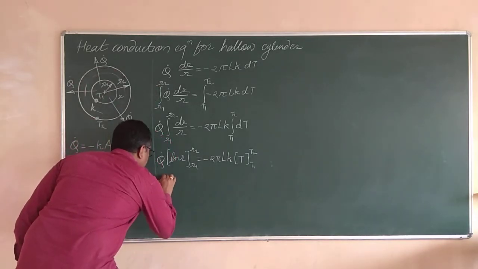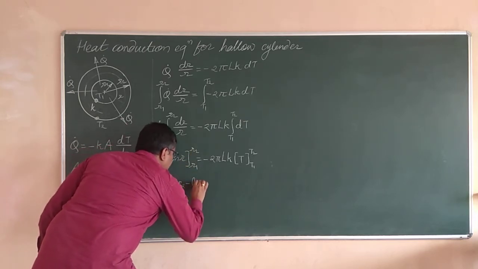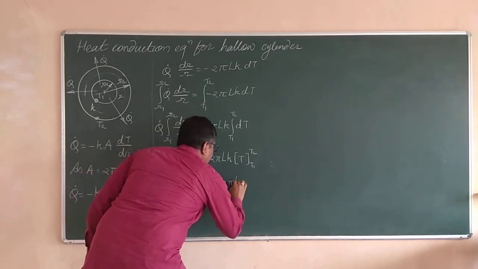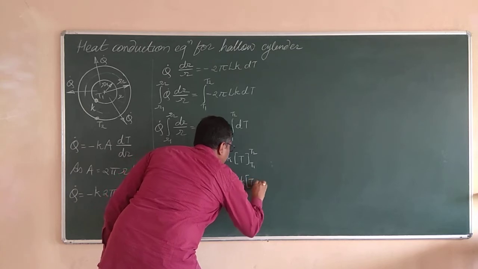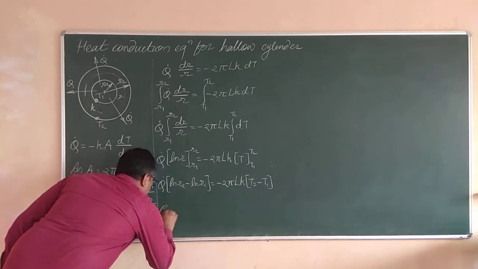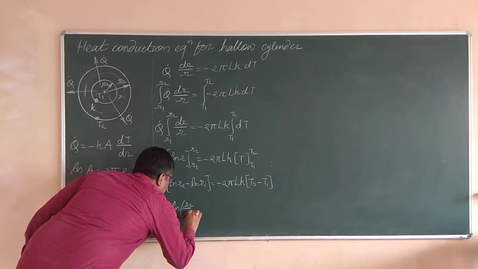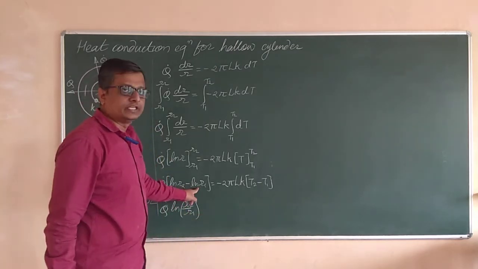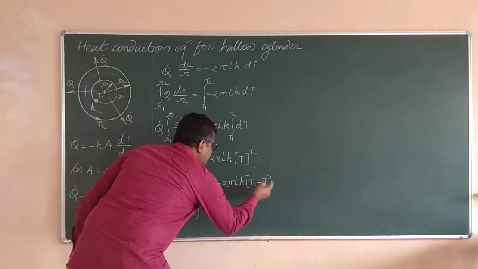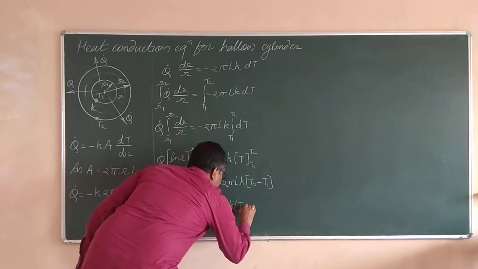What are the limits? This is q dot as it is. Upper limit natural log of r2 minus natural log of r1 is equal to minus 2 pi Lk into the bracket t2 minus t1 after substituting the limits. So I can write q dot into the natural log of r2 by r1. Hope you know this: log a minus log b is equal to log of a by b. So that formula we have used, and this is equal to, if I take the minus sign inside the bracket, 2 pi Lk into t1 minus t2.